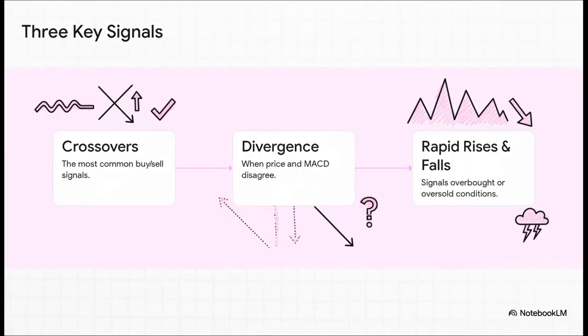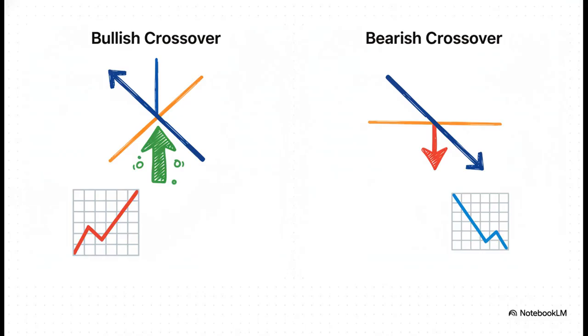First, you have crossovers, which are the most common and straightforward. Then there's something called divergence, which is a little more advanced but super powerful. And finally, you can look at really sharp moves, which can sometimes tell you if a stock is getting overbought or oversold. So the most basic signal is the crossover.